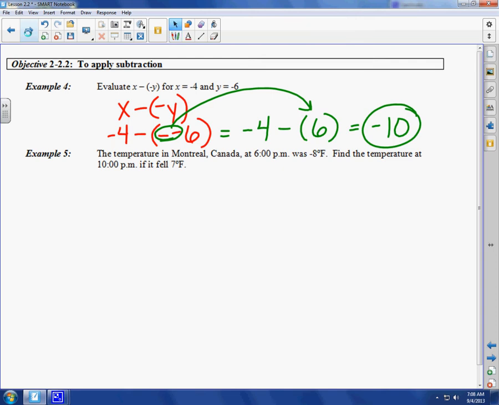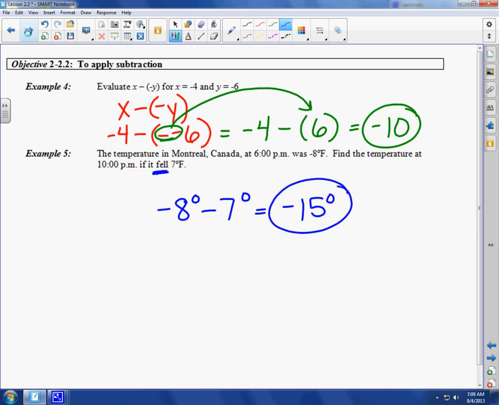Next example. The temperature in Montreal, Canada at 6 p.m. was negative 8 degrees. Find the temperature at 10 if it fell 7 degrees. So I have to just think about this for a second. The temperature at 10, it fell. Here's my key word, fell. So that means minus 7 degrees. So negative 8 minus 7 is negative 15 degrees.